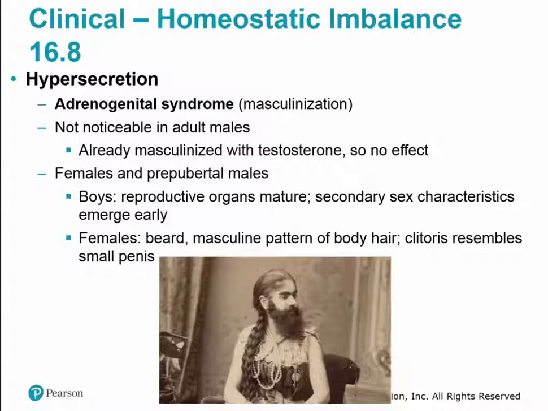prepubescent males, the boys would have early maturation of the reproductive organs, or the secondary sex characteristics start to appear early, before puberty. In females, they would present with things like a beard or masculine pattern of body hair, or even the clitoris can start to enlarge and resemble a small penis. We've all heard of the bearded ladies in the old-timey sideshows. This lady is suffering from a hypersecretion of those gonadocorticoids.